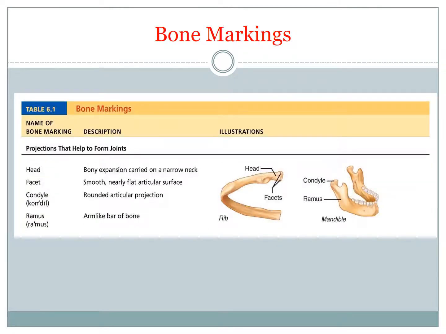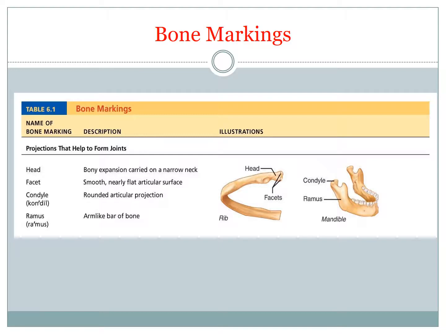Other projections help form joints. A head is an expanded proximal end of a bone carried on a narrow neck. A facet is a smooth articular surface. A condyle is a smooth, rounded articular surface. And a ramus is an arm-like bar of a bone.